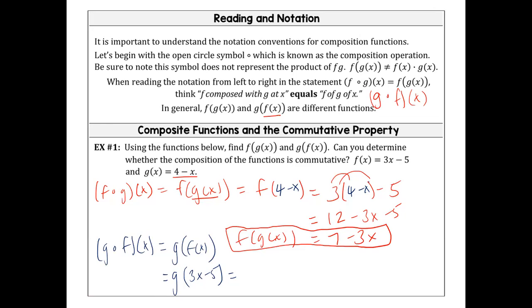It's 4 minus, and then in parentheses, 3x minus 5. So it's 4 minus 3x plus 5. You've got to distribute the negative. So 4 minus 3x plus 5. There we go. And then you add the 4 and 5, and you get 9, and then minus 3x. Okay, we did it.